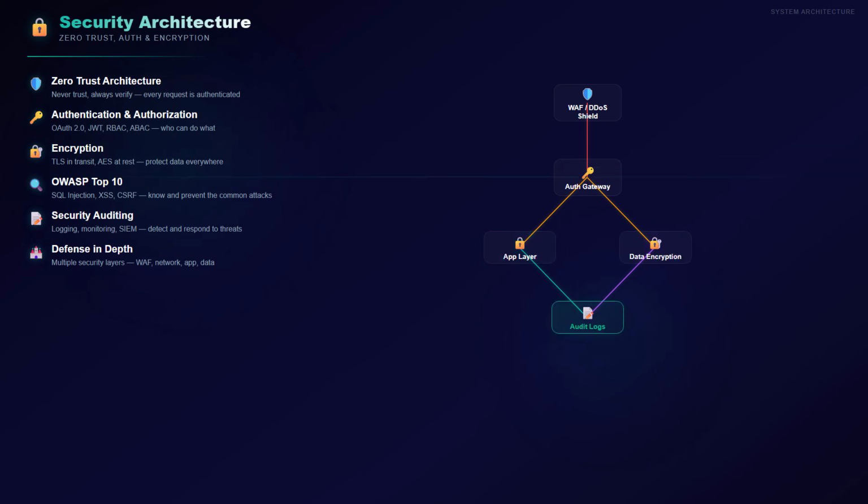Authentication verifies who someone is. OAuth 2.0 and OpenID Connect are the industry standards. JSON Web Tokens carry identity claims between services. Always validate tokens on every request.